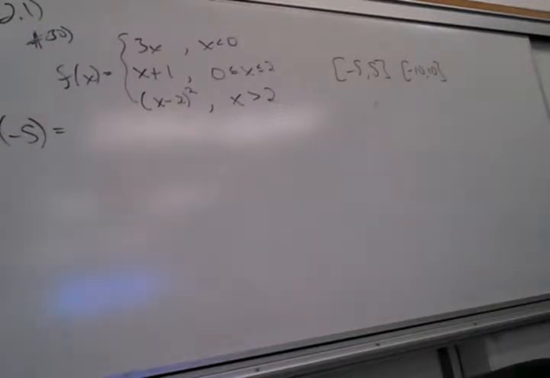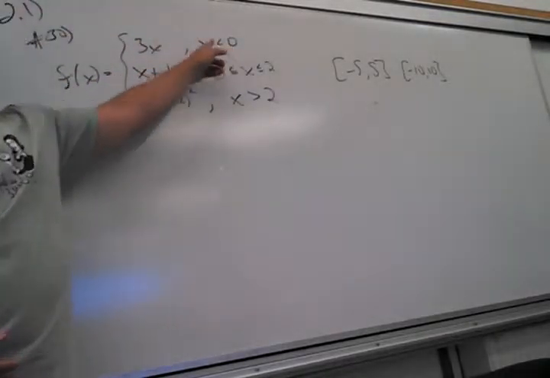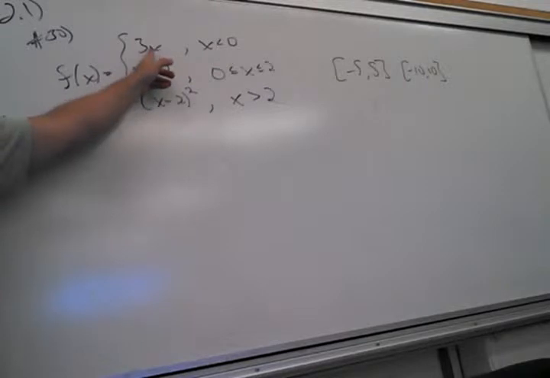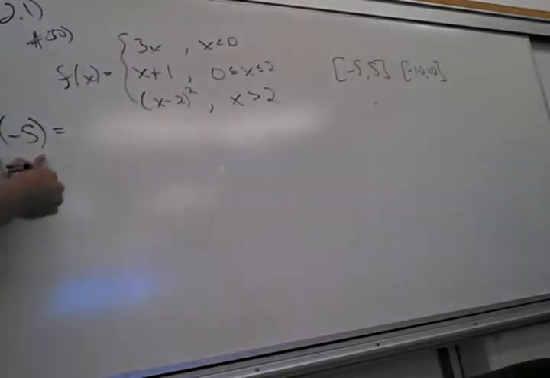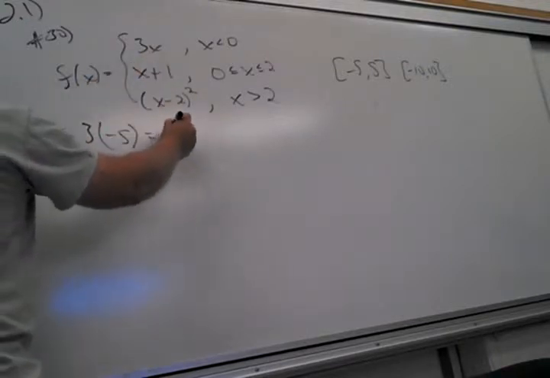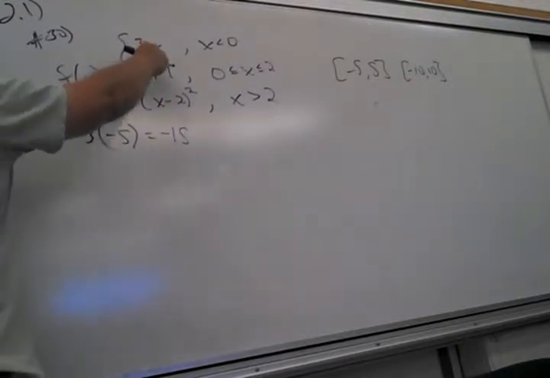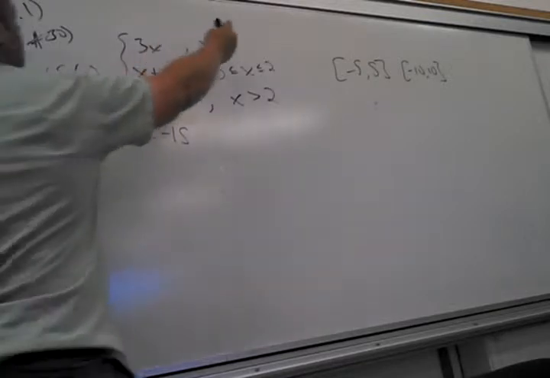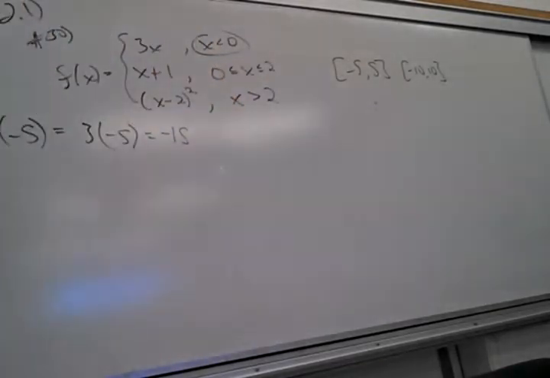Well, there's 3 options up there. Which option are you going to use because of where my input is? Yeah, my input is less than 0, so I'm going to use this definition, right? So f of -5 would be 3 times -5, which is, do not put -5 in all 3 of these because it's only valid for this one because my input is less than 0, right? Does that make sense?